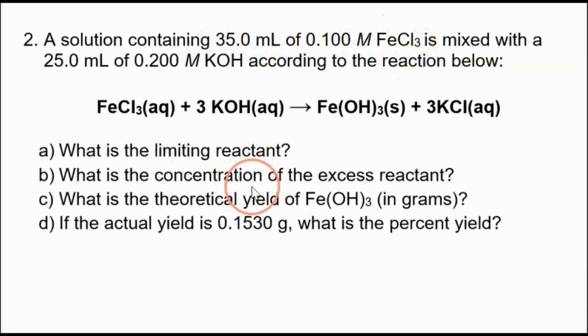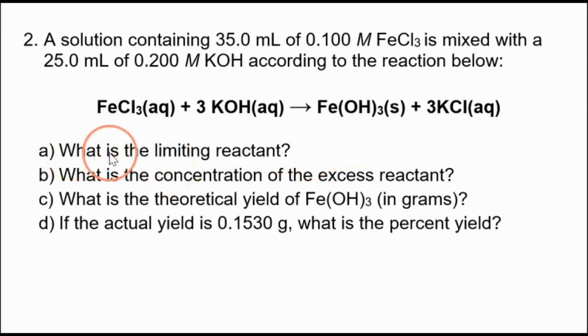And we're going to do limiting reactant problems with solutions here. So this is a solution-based problem for limiting reactant and yields and whatnot. And we'll do the same things. What is the limiting reactant? What is the concentration of the excess reactant? What is the theoretical yield? And then if the actual yield is 0.1530 grams, what is the percent yield? So these questions are common as the color blue in this topic, so to speak.